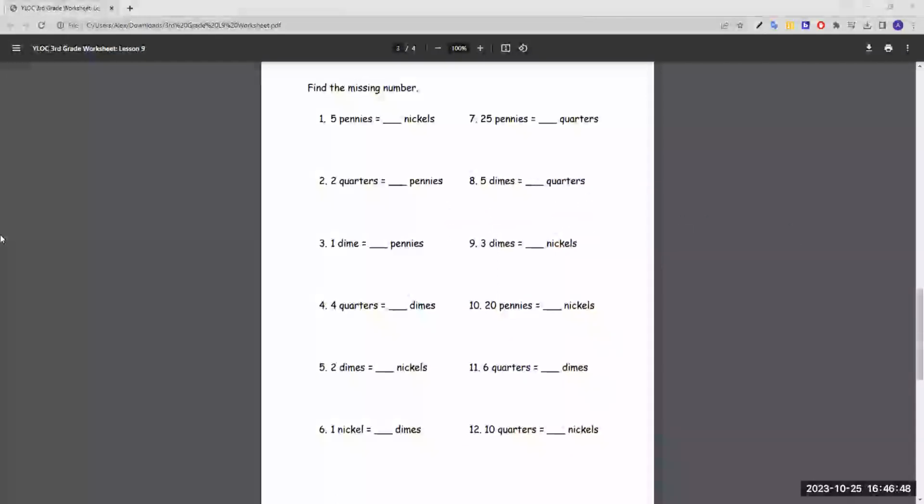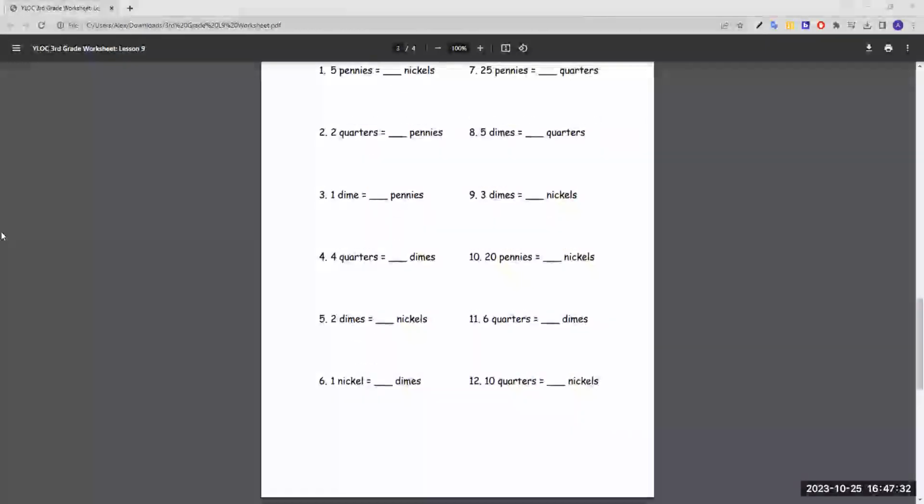Number 9, 3 dimes equals blank nickels. Again, 1 dime is 10 cents. So 3 dimes would be 30 cents. 1 nickel is 5 cents. So 5 goes into 30 how many times? If we divide this, we get 6. So number 9 is 6. Number 10, 20 pennies equals blank nickels. We have to find how many times 5 goes into 20. And with division, we would get 4, which is number 10.